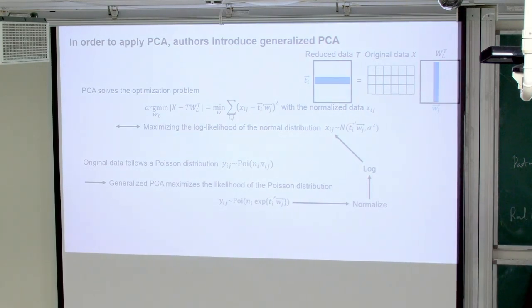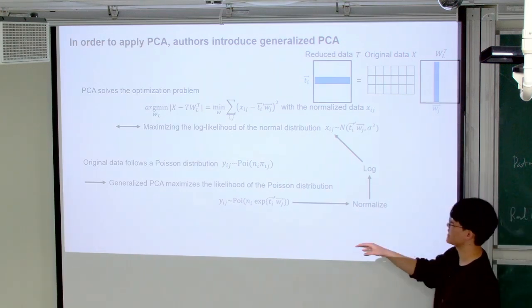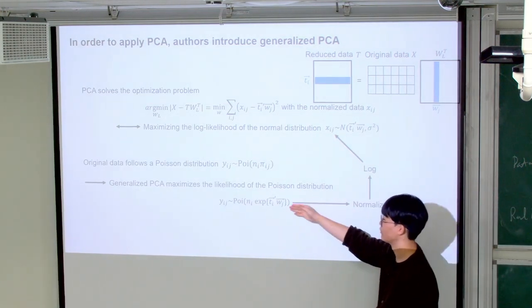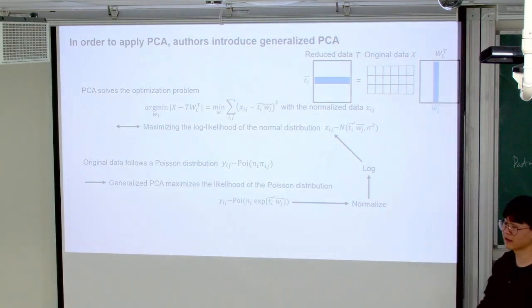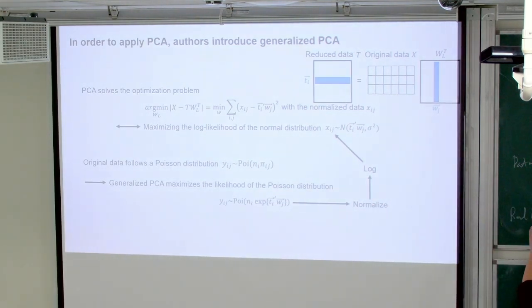Do we have to do normalization? No, I'm just explaining the relationship between the original data and normalization. Original data, normalized and logged, becomes normal. Yeah, right. That's why they put the exponential.